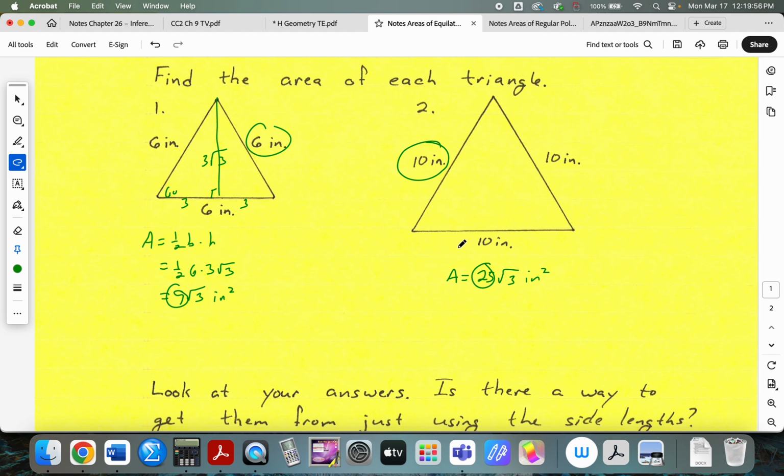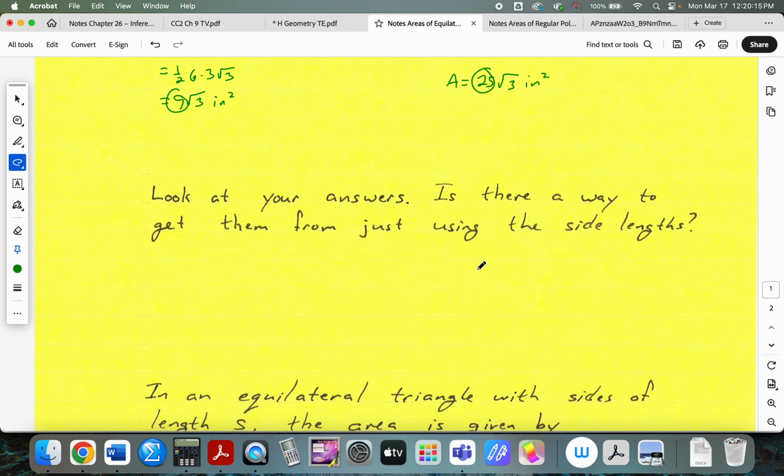Or a different way to think about it is, what if I took half of 6? What's that? 3 squared is 9. Or if I took half of 10, 5 squared is 25. So, yeah, there is a way.